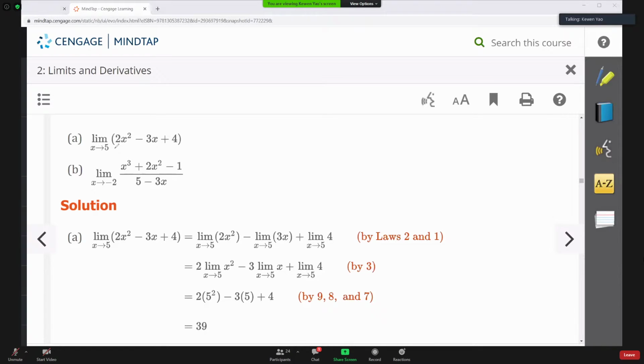Now you want to find the limit of this one. This is a polynomial, and x approaches 5. So how can we find this limit? Easy. This is a difference and a sum, right? By the sum law and the difference law, you can do it term by term, right? So we have this. What's next?